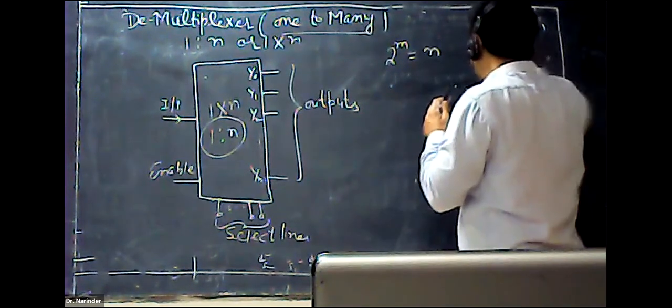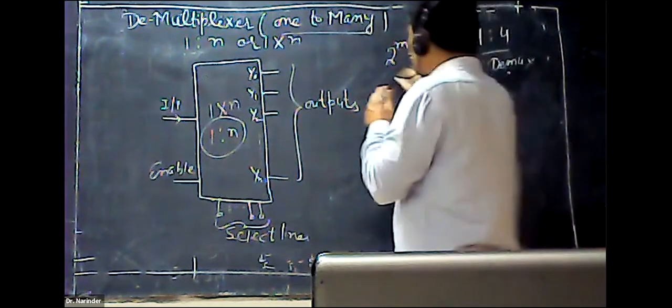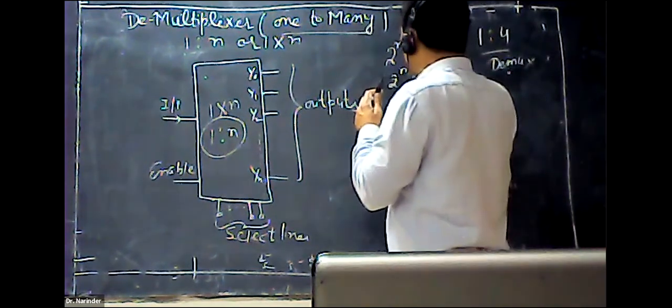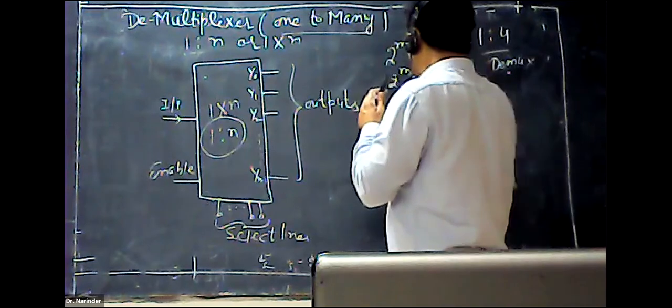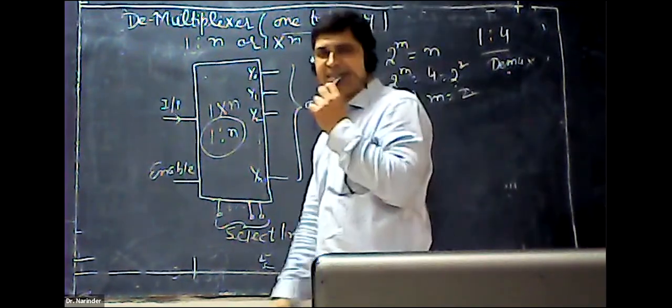If I draw a 1:4 Dmux, how many select lines are required? 2 raised to power m equal to 4. 2 raised to power 2, it implies that m is equal to 2. So the rest of the method is the same.